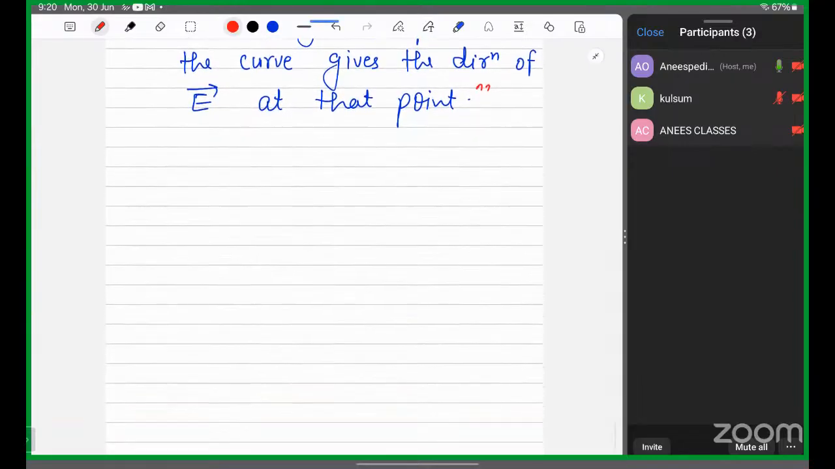For example, let's say I have an EFL like this, a curve, and there are different points. Let's say these are the points. At these points, if you draw a tangent, let's say this is the tangent, this tangent will give the direction of electric field E on the curve.